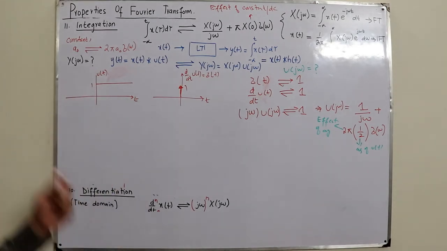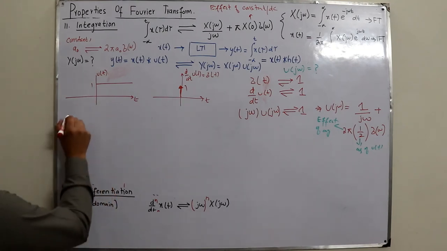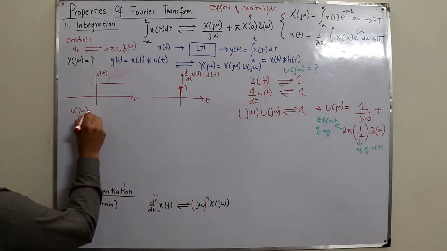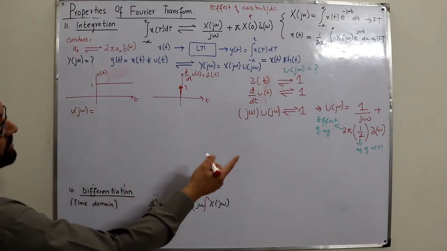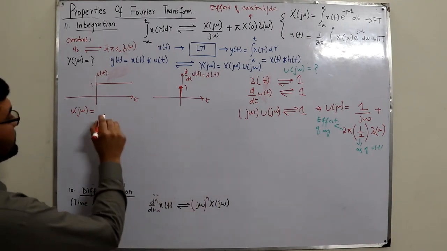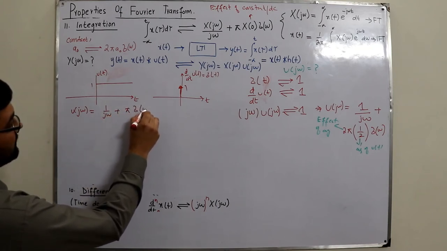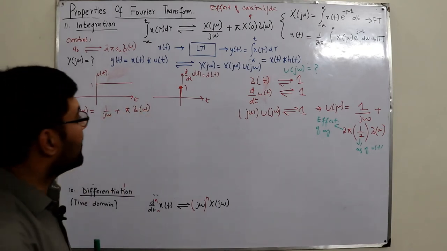Okay, what's the next step? The next step is, of course, solving this. So what have I got? Let me write it over here. My U of j omega that I needed, I have got it to be 1 over j omega plus pi times delta of omega.